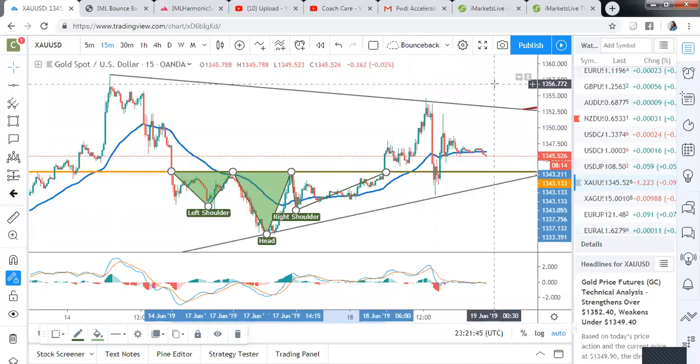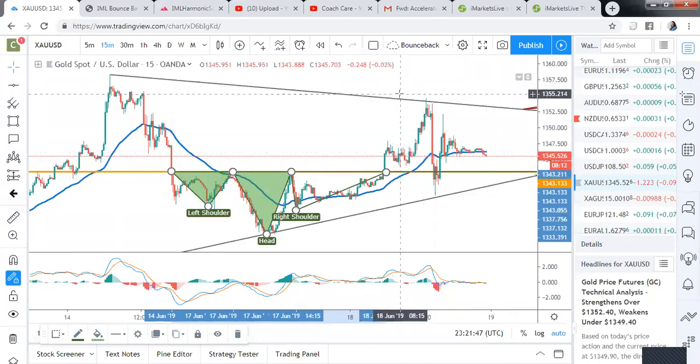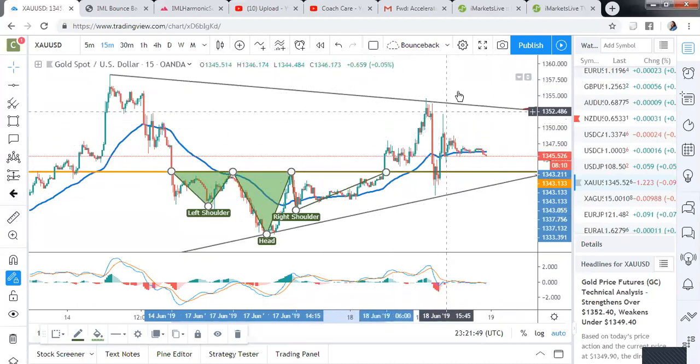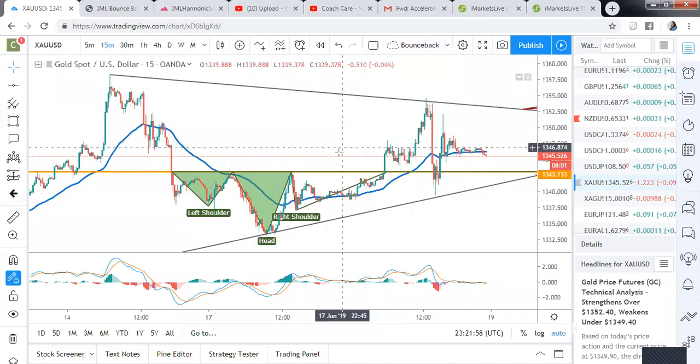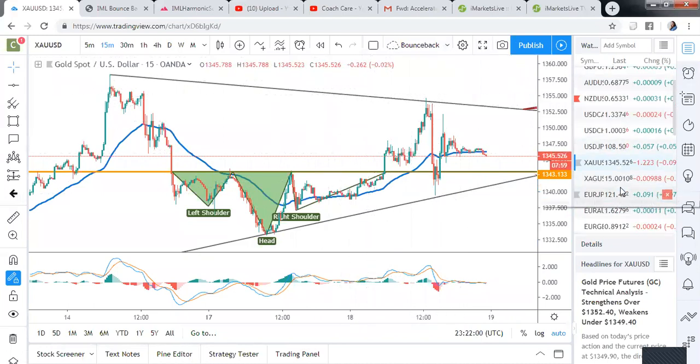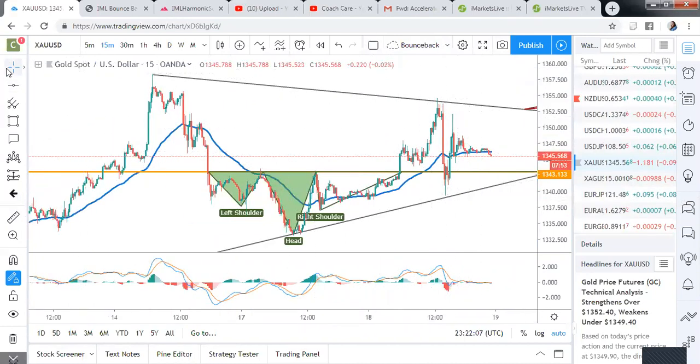Who caught gold today? Just put in the comments who caught gold for that buy today. Anybody caught gold? Nobody. All right. So anyway, that's the analysis that we're looking for there for gold.